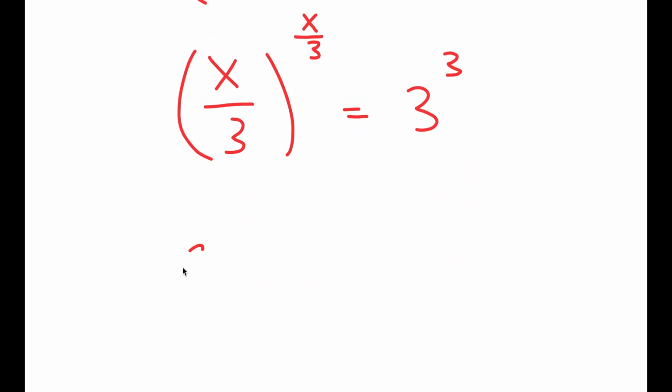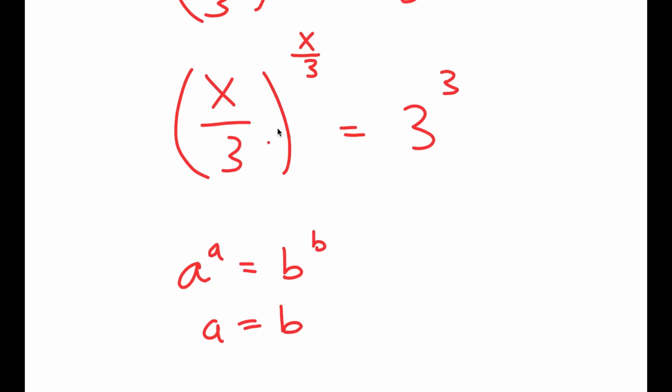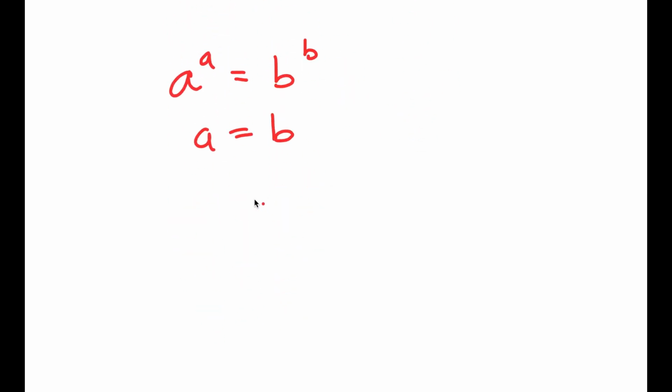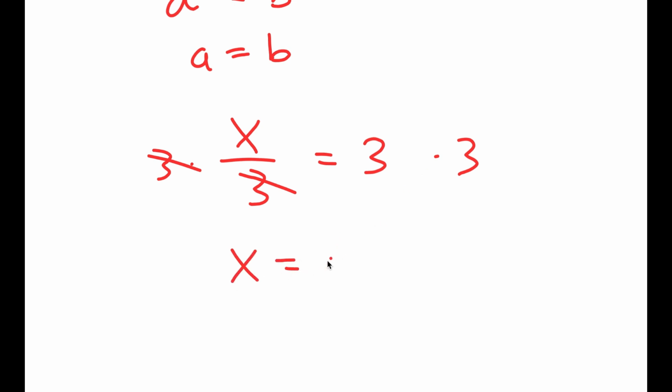Now, if I have something in the form a^a = b^b, this means that a is equal to b. So in this case, I have (x over 3)^(x/3) is equal to 3^3, meaning x over 3 is equal to 3. And all I have to do is multiply both sides by 3, and I get x is equal to 3 times 3, which is 9.